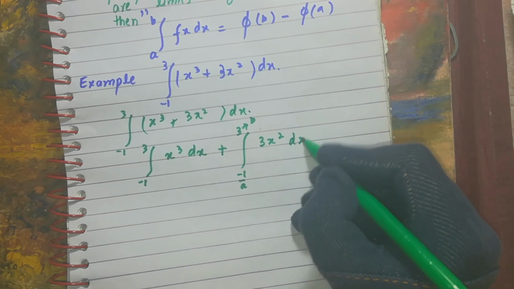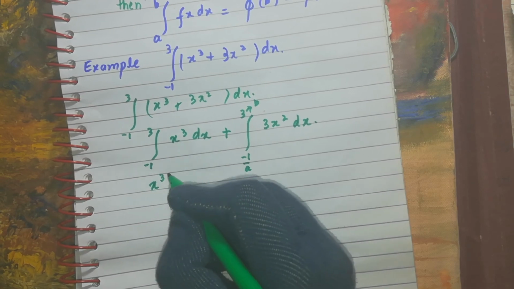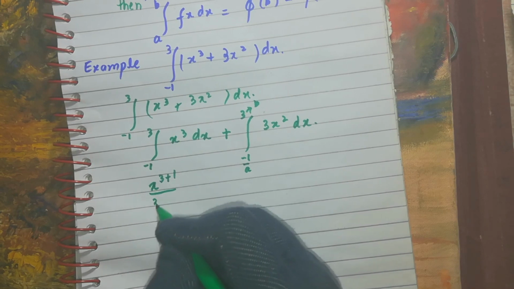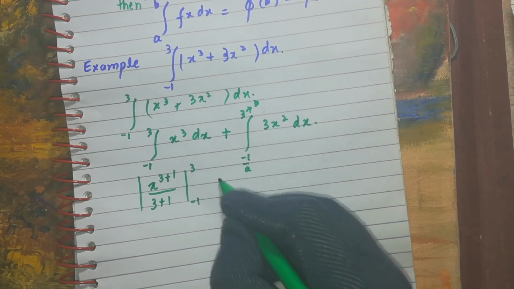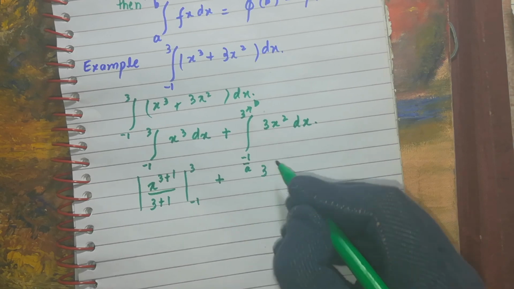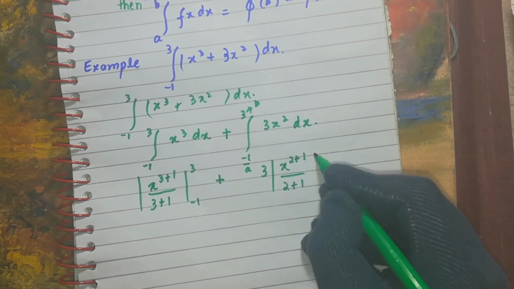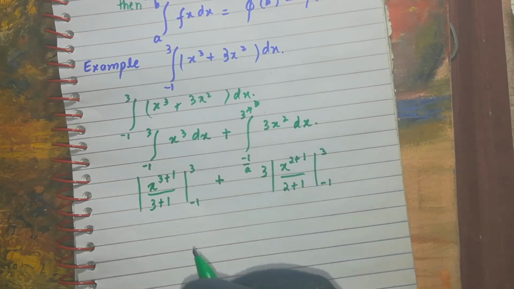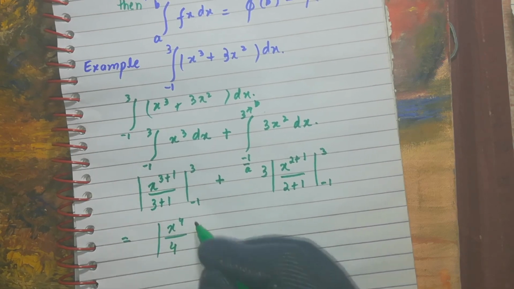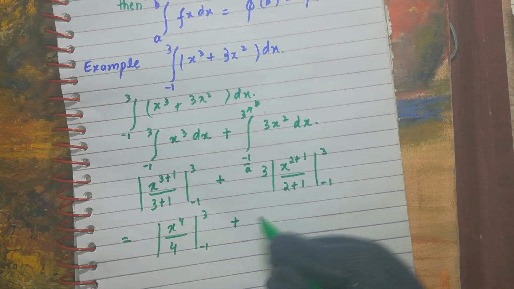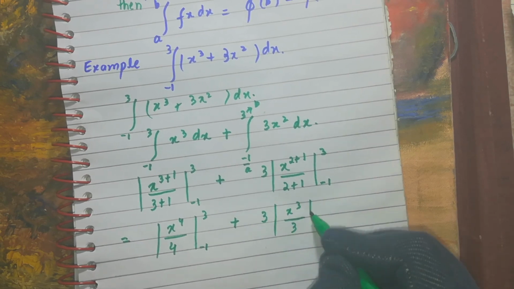So 3x square dx, as I have separated it. Now as in usual integration, the power increases by 1, and the power that is increased is written in the denominator. Now write the limits in this term. Separate the constant, so x square plus 1, that means addition of 1, that is the rule of integration. Write it in the same way: x to the power 4, the denominator is 4, and the limit goes from minus 1 to 3. Plus 3 as constant, x cube, the denominator is 3, and the limit goes from minus 1 to 3.